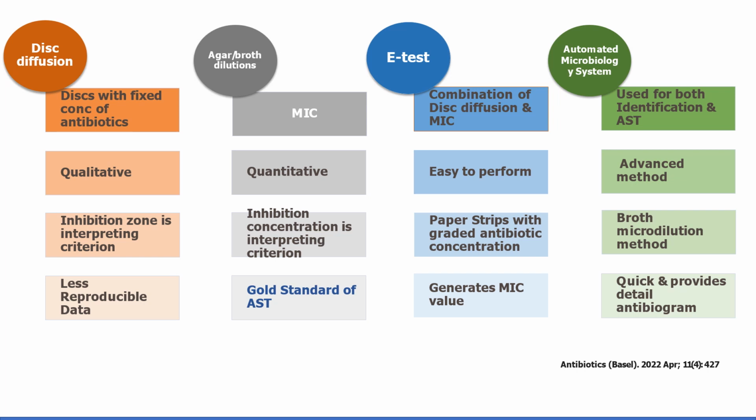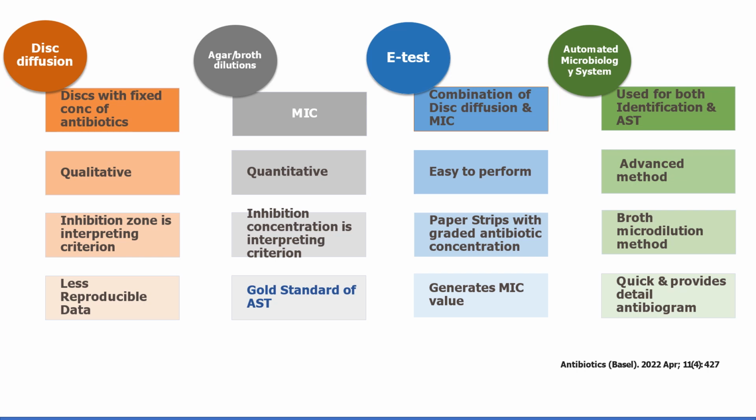In disc diffusion, discs with a fixed concentration of antibiotic are used. It is a qualitative method of sensitivity testing. The inhibition zone, the zone of clearing, is the interpretive criterion, used to categorize the organism as sensitive, intermediate, or resistant. It provides less reproducible data. While agar dilution provides the MIC, it is a quantitative method of sensitivity testing. Minimum inhibitory concentration is the interpretive criterion, and it is the gold standard of sensitivity testing, that is agar dilution or broth dilution.